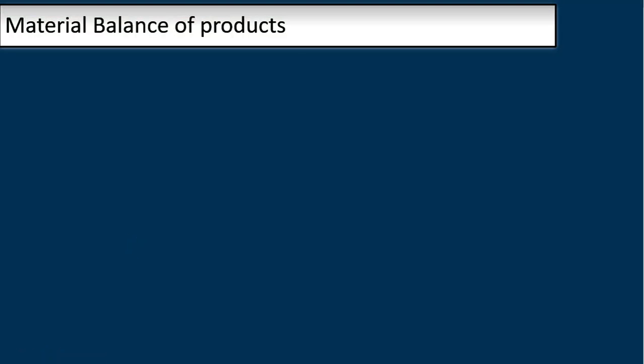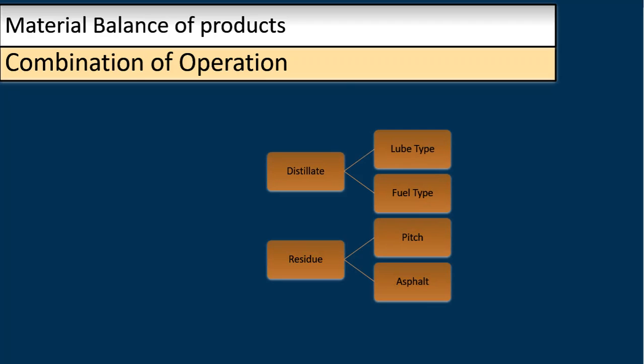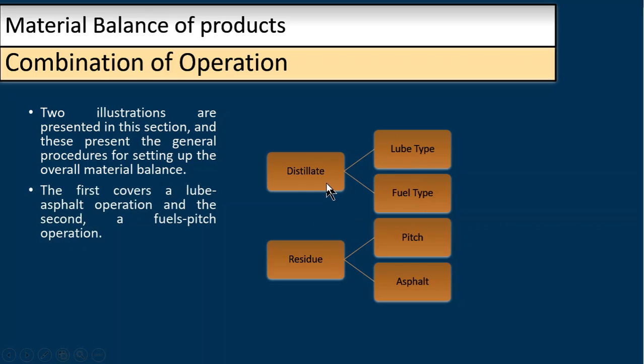So today we'll discuss the material balance of the different products from the vacuum distillation column. First, we should know the combinations of different operations in a vacuum distillation column. We know that there are two types of distillates, lube type and fuel type. In the residue we also have two types, pitch and asphalt type. So if we go for the combinations, we can find there are four different combinations of these distillates and residues.